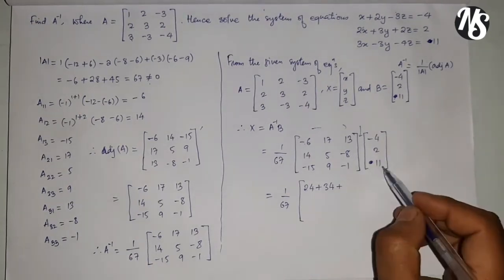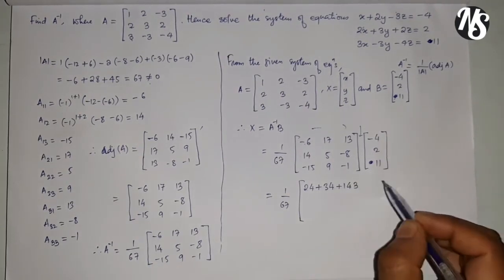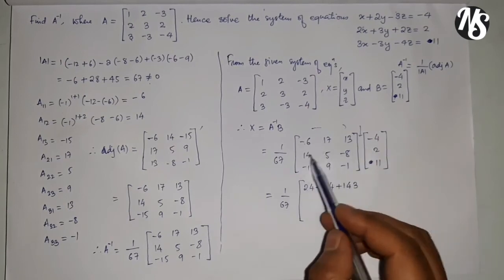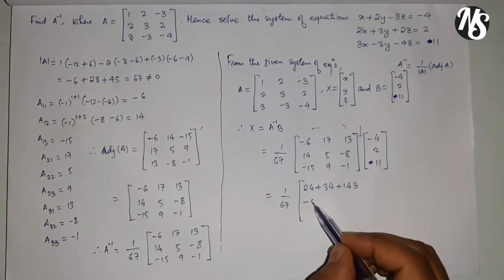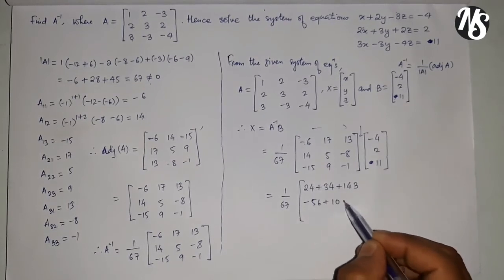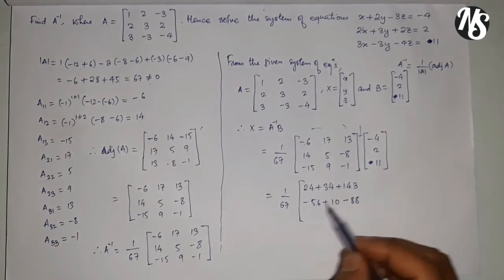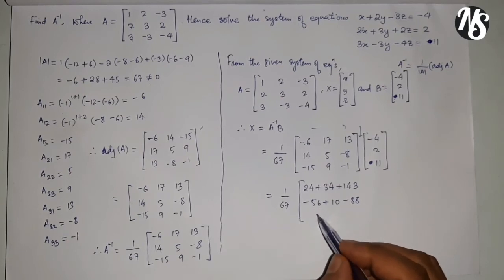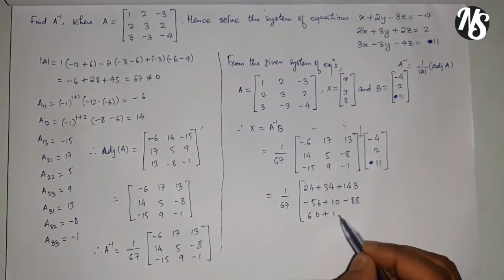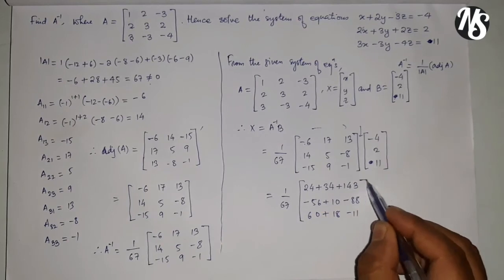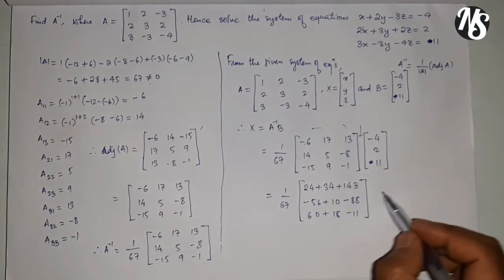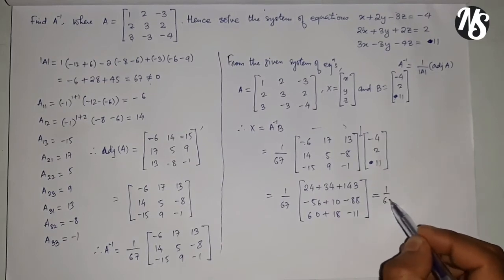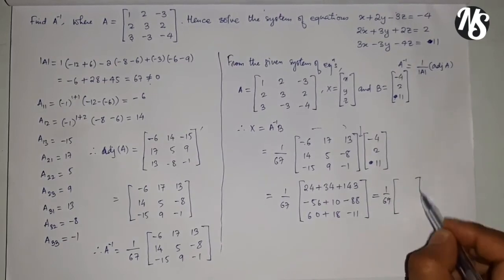Okay, so 13 into 11 becomes 143. Similarly, multiply this with this, you get minus 56 plus 10 minus 88. Now we have 60 plus 18 minus 11. Now let's quickly evaluate this and check how much that is. 1 by 67 is already there. Now let's add this.